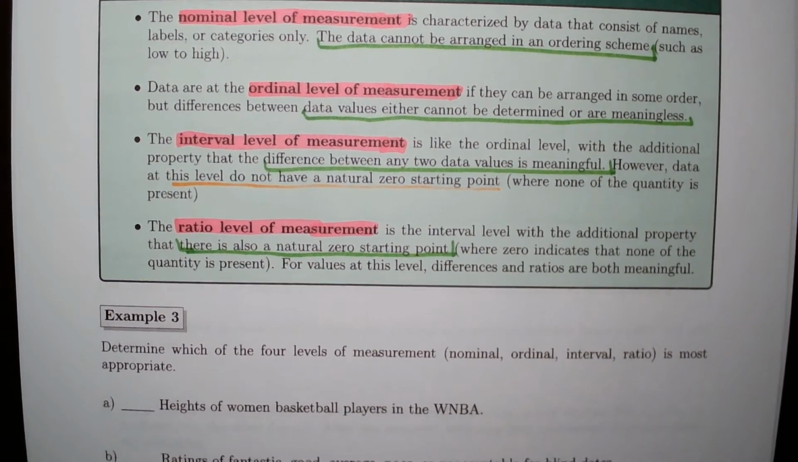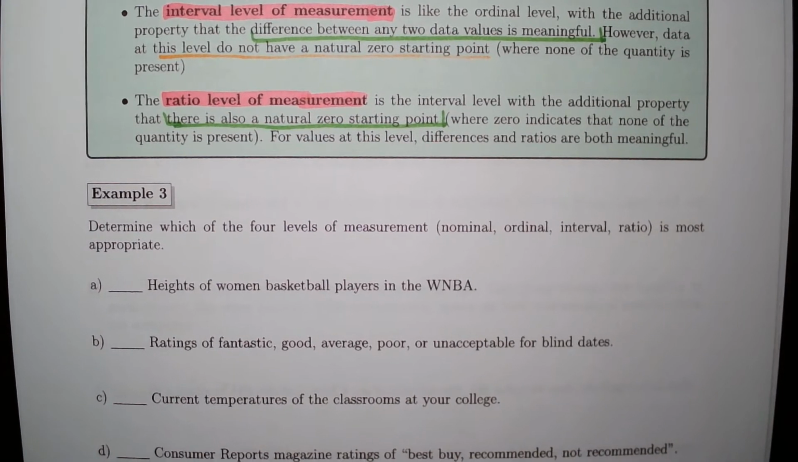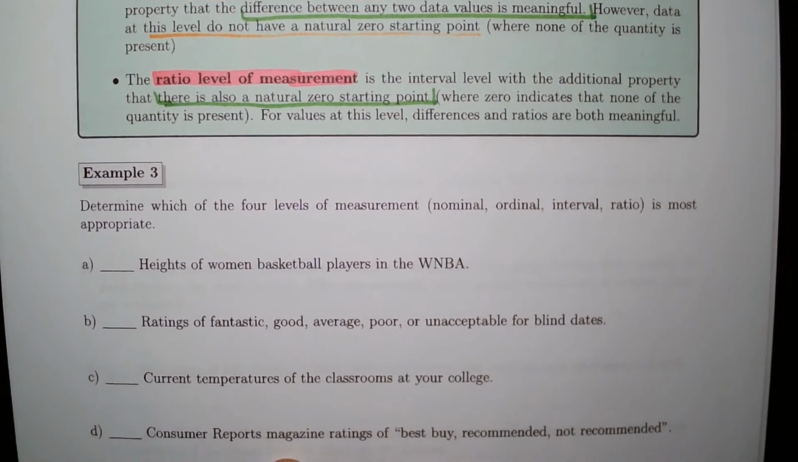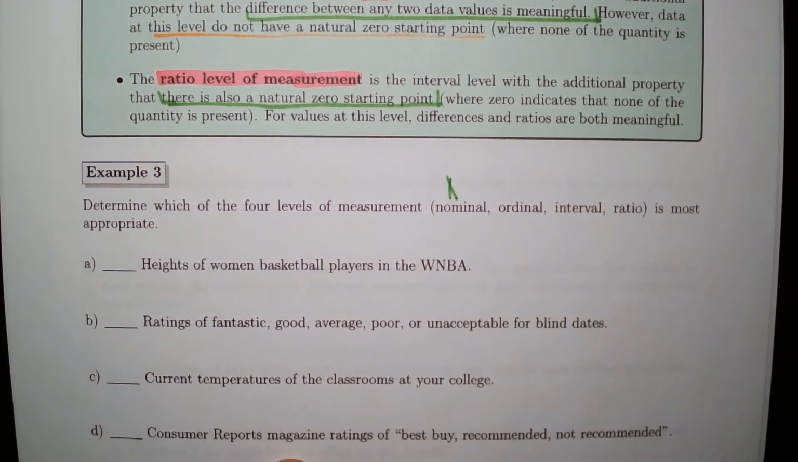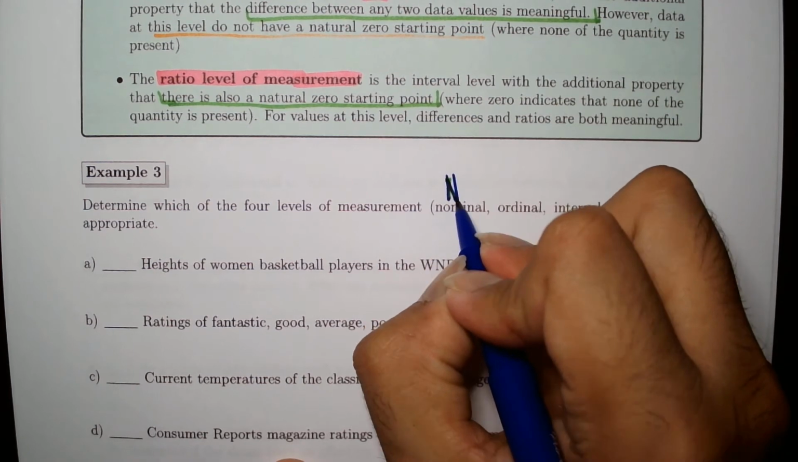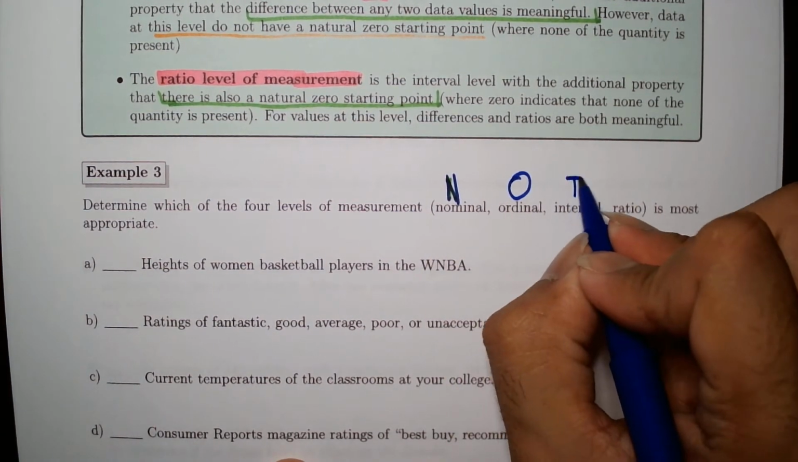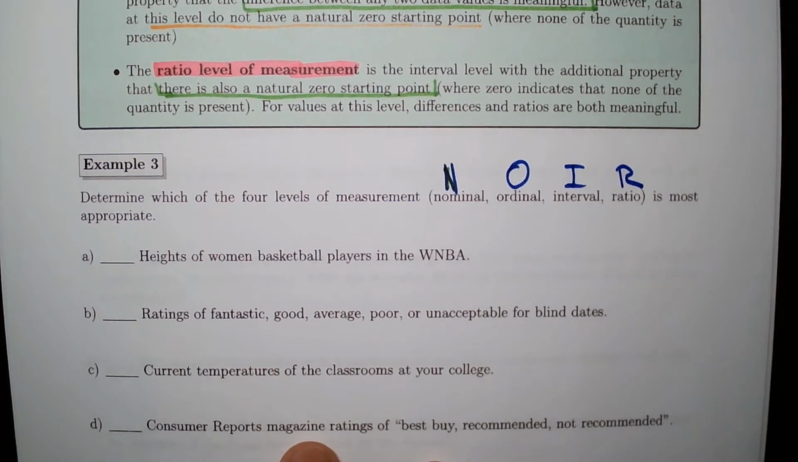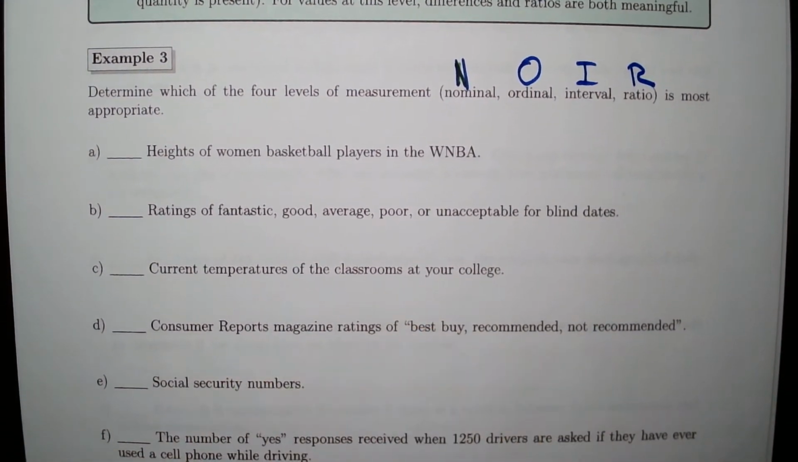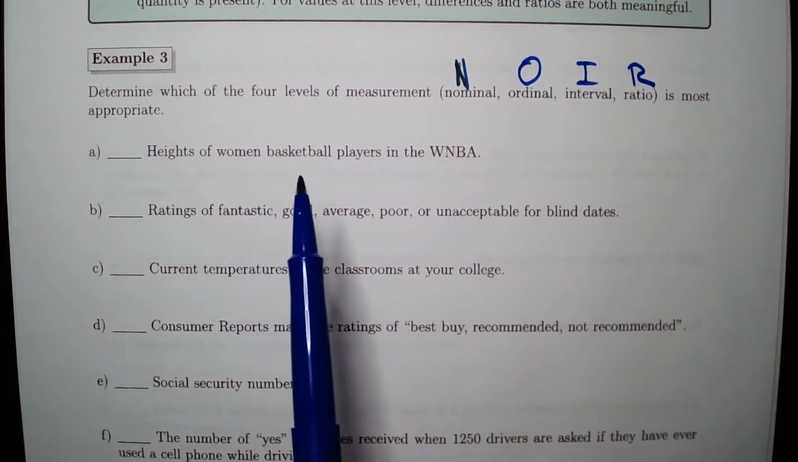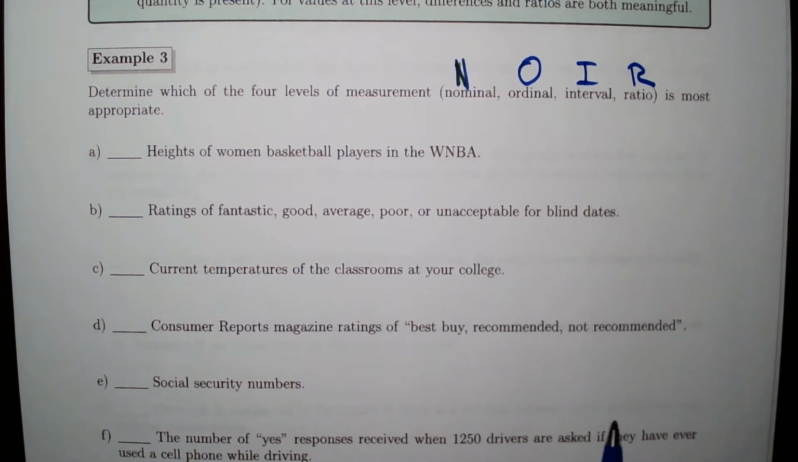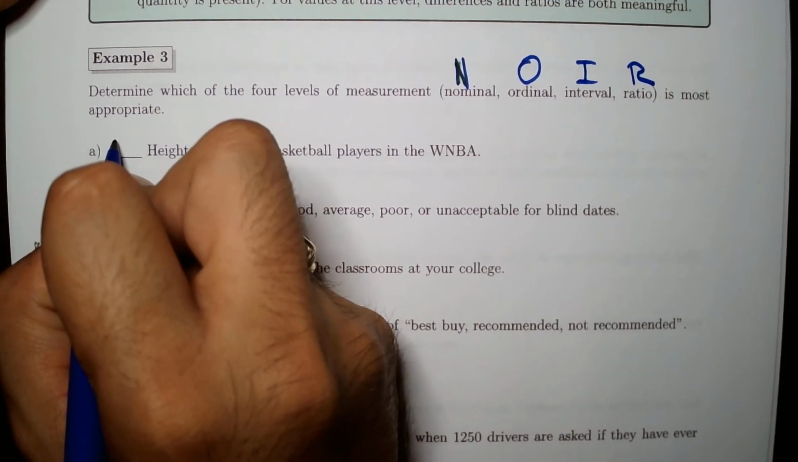All right. Okay, so determine which of the 4 levels of measurement is most appropriate for each statement here. So we have nominal, ordinal, interval, ratio, like noir, like in French, noir. All right, heights of women basketball players in the WNBA. Well, in this case, what are we talking about? We're talking about ratio.